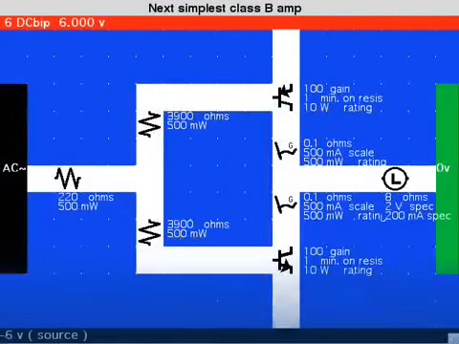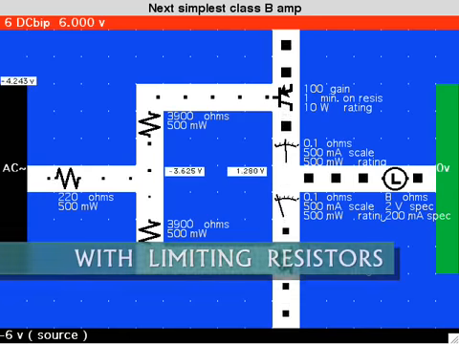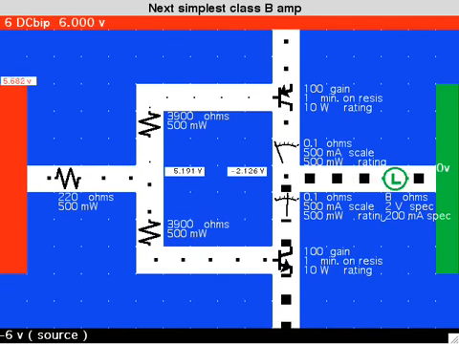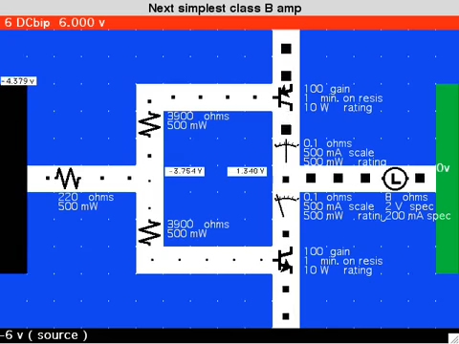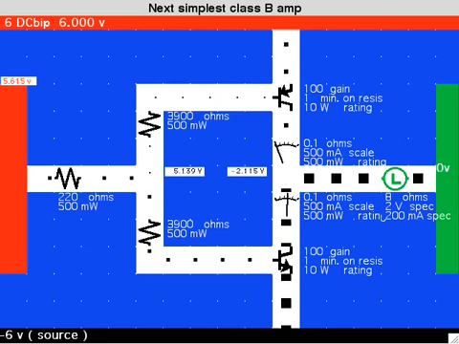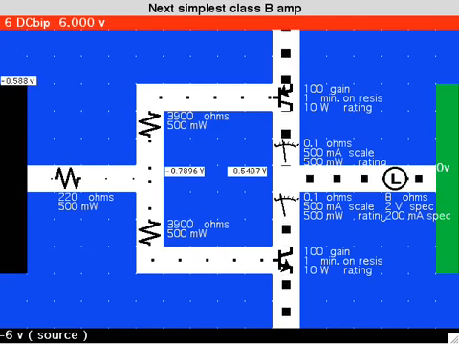This layout still uses the input signal to supply most of the bias current. This time, however, there are current-limiting resistors installed in the bias wires. Since there is no load in the emitter leg of the transistors, it permits greater current gain.